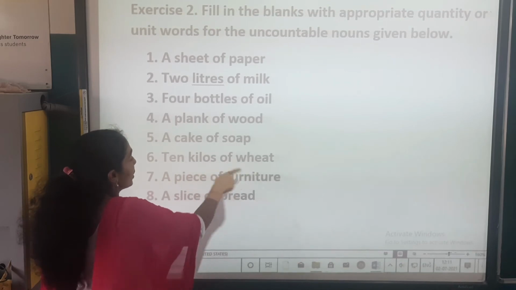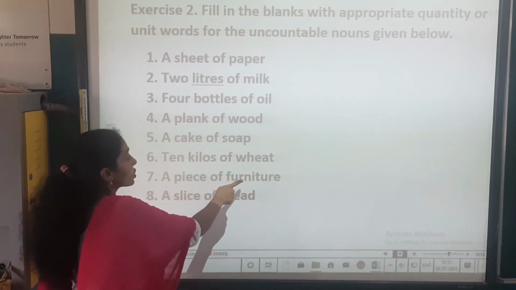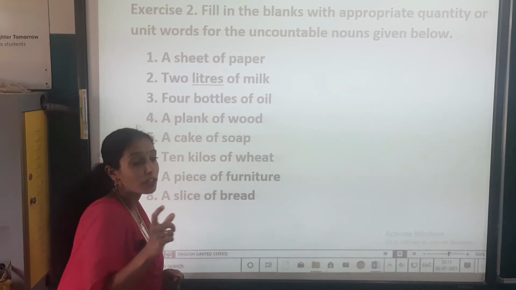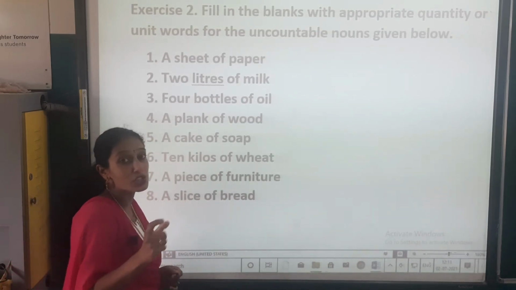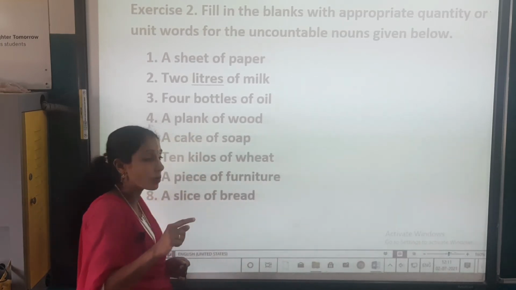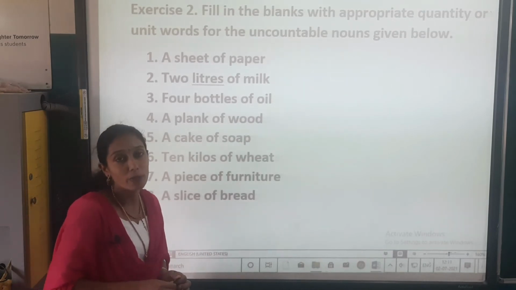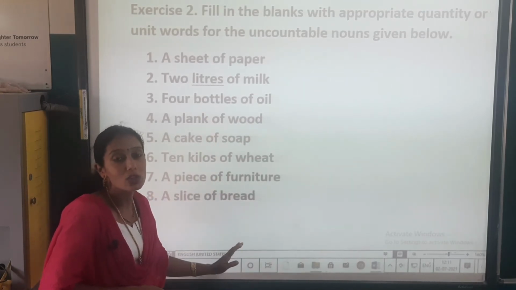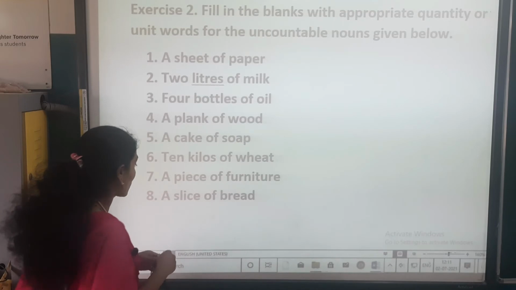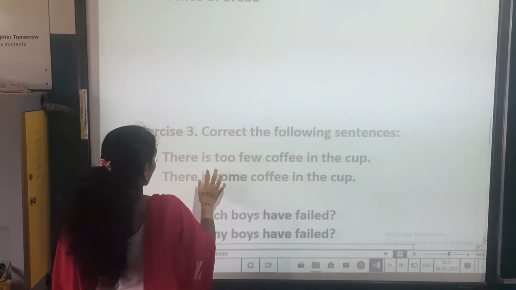Ten dash of wheat, ten kilos of wheat. A dash of furniture: you can't count furniture, but if I use this expression, a piece of furniture, then it comes under countable noun. A dash of bread, a slice of bread. So have you all written this, children? Understood? Okay. Now moving on to exercise 3.